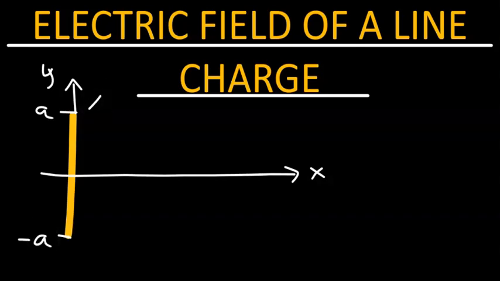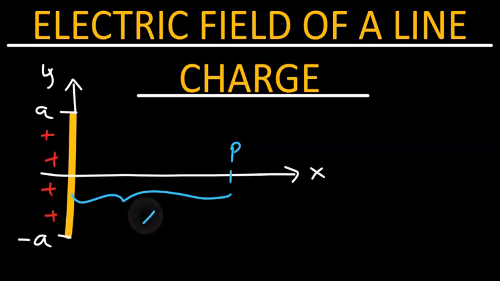So the top end is at y equals a, and the lower end is at y equals minus a. Assume that it is a positively charged line charge. Here we will address the value of the electric field at, say, a point P, which is a distance x from the line charge. We will also address two cases.